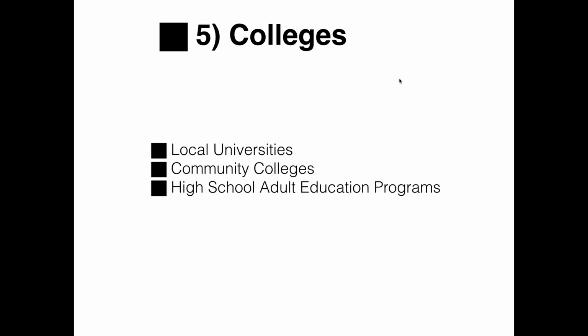So local universities, community colleges, high school adult education programs, you can go in any town, and this also applies around the world. I've seen it in English-speaking places, but I know that they exist in nearly any country, any place there's a university or a college. They have adult education programs, or unlimited learner programs, or programs where people can go and learn about whatever it is that they're interested in.